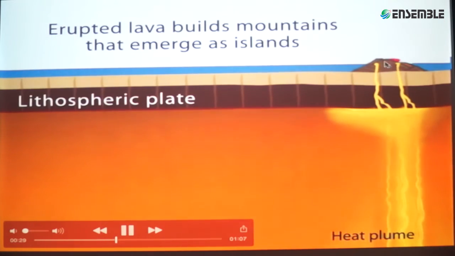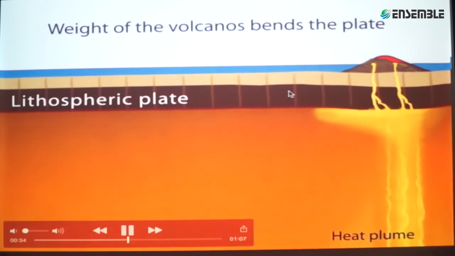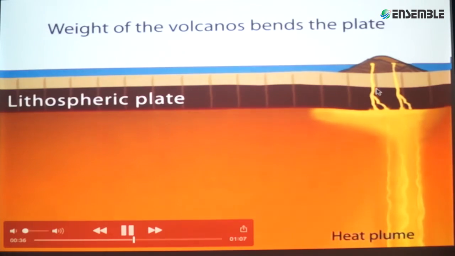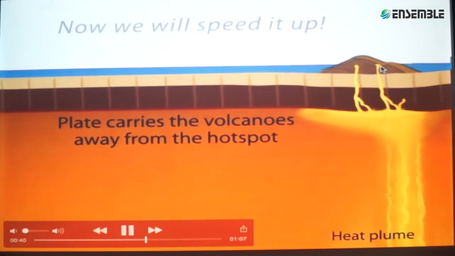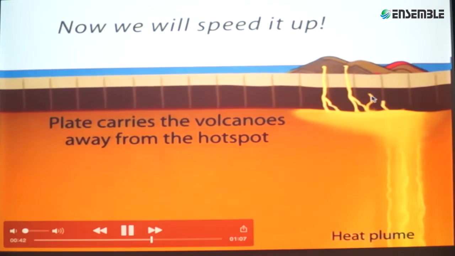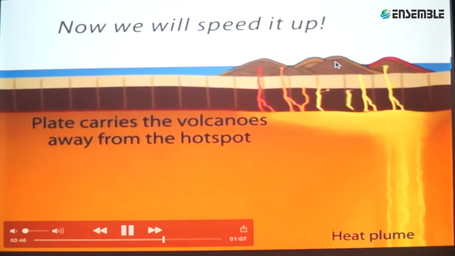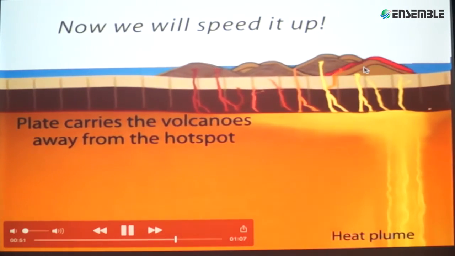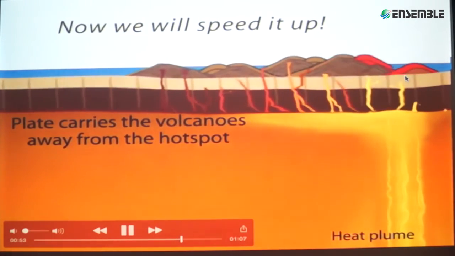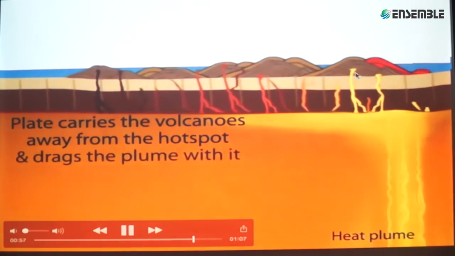Erupted lava builds mountains that emerge as islands, while the lithospheric plate keeps on moving. So as it moves, the previously formed lava gets detached from the source, and a new cone forms. And then again it moves and a new cone forms. And again it moves, a new cone forms. And so on and so forth. Now, this is the general mechanism.